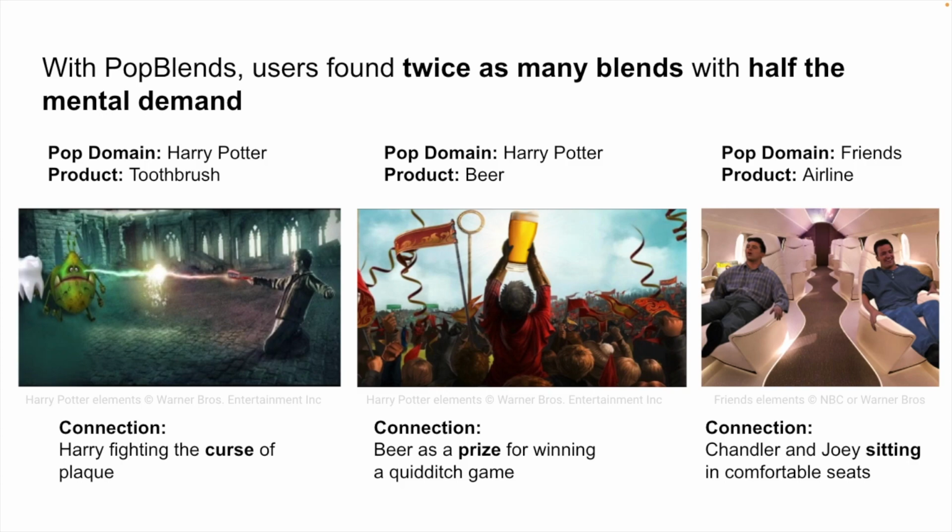Here are 3 examples of pop culture blends from the study. Harry Potter finding the curse of plague to advertise toothbrushes. Beer as a prize for winning a Quidditch game to advertise beer. And Chandler and Joey sitting in comfortable seats to advertise an airline.